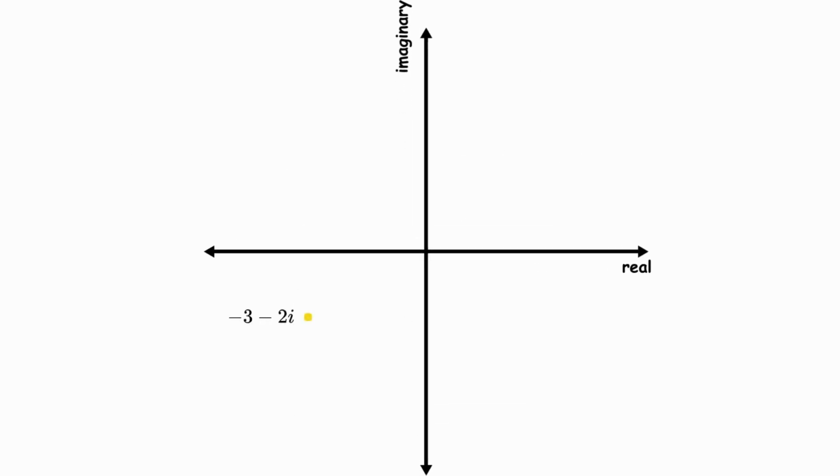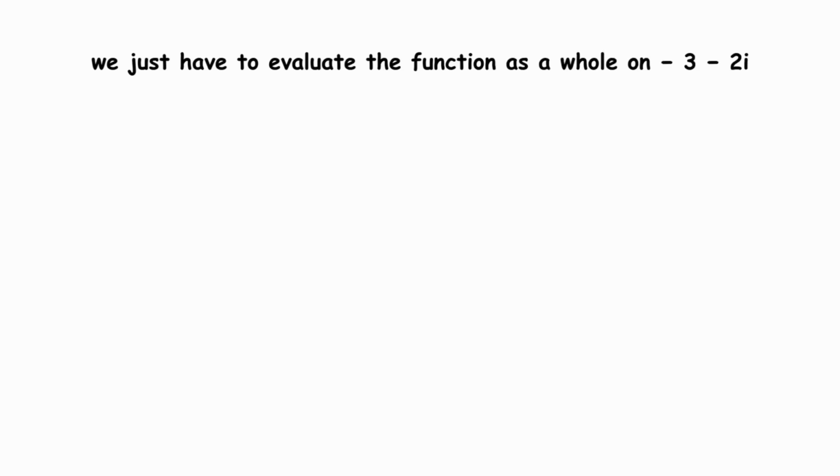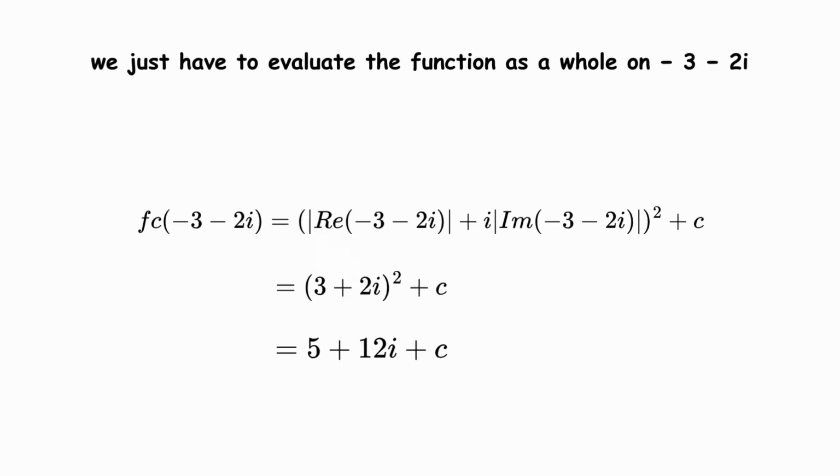This can be represented graphically in the complex plane. We flip -3 - 2i across the vertical axis, and then across the horizontal axis, so that it ends up in the upper right quadrant. Meanwhile, if we had started with a number like 4 + 5i, that would remain the same, because taking the absolute values of each part doesn't change their value. Now we just have to evaluate the function as a whole on -3 - 2i. The result looks like this.